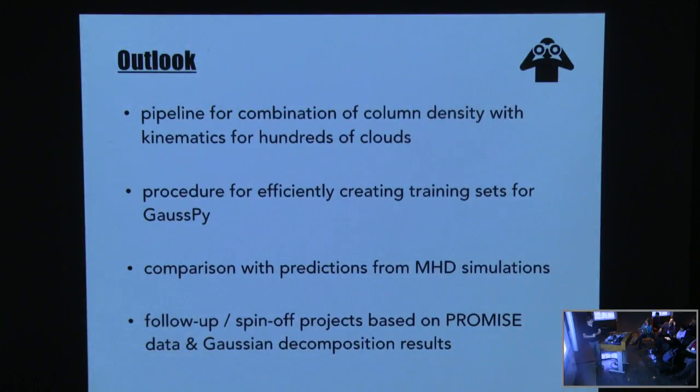This basically brings me to my last slide, which is more of an outlook. We're currently heavily working on getting this pipeline going that we will need to get the best matching velocity components to the density information. But we're also working, together with Jonathan Henshaw, to efficiently produce the training set that is needed for GaussPy, so that this is easily applicable to other line emission surveys. In the longer run, we're trying to do comparison with MHD simulations, and of course, with those huge data sets, there are lots of potential follow-up and spin-off projects for PROMIS as well as for the Gaussian decomposition results.